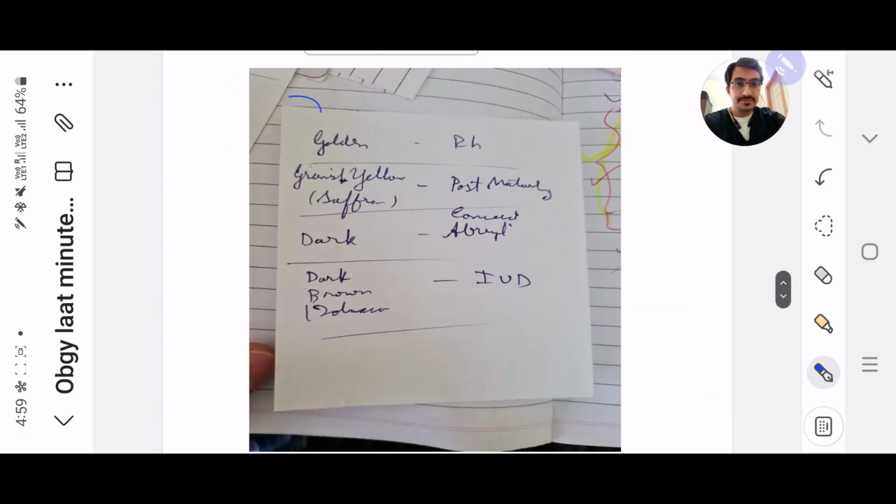Next, this is the color of the amniotic fluid in different scenarios. Like if it's golden, it's Rh incompatibility. It's greenish yellow. I know it's a little illogical because it's very difficult to differentiate between dark and dark brown, but this is what the one-liner is, and you have to remember this. A few one-liners don't have much logic, but we have to give this exam, and we can't miss out on the one-liners, because I have always considered one-liners to be very important and very scoring.